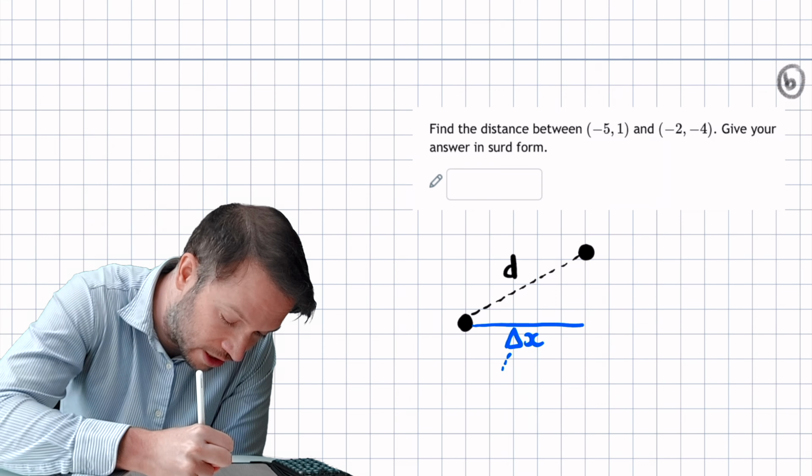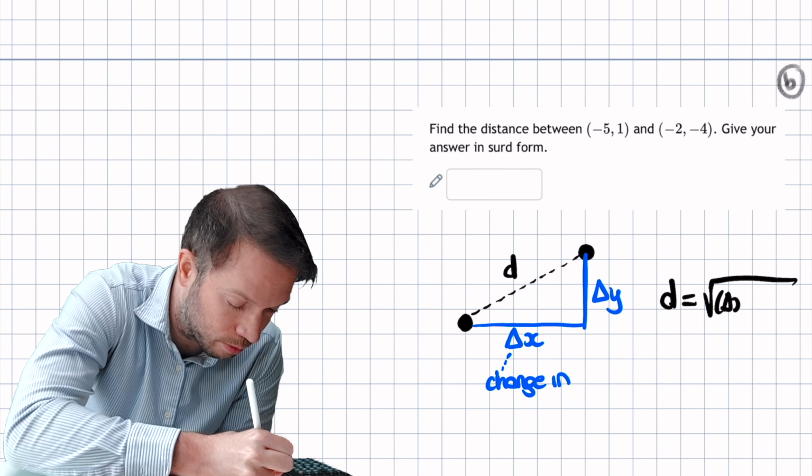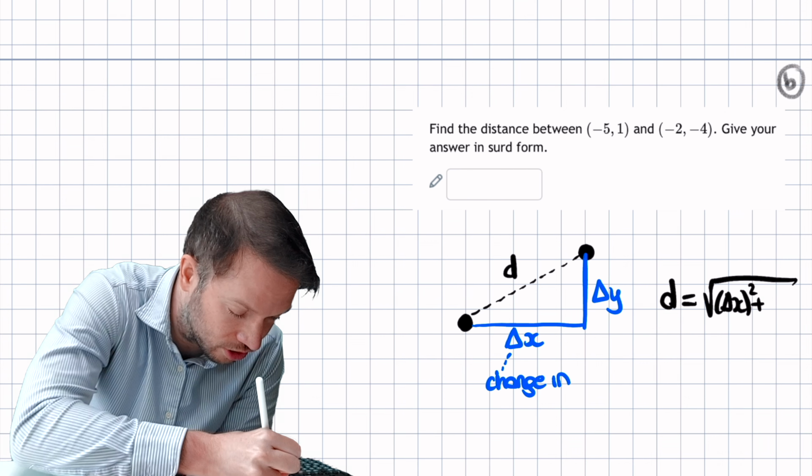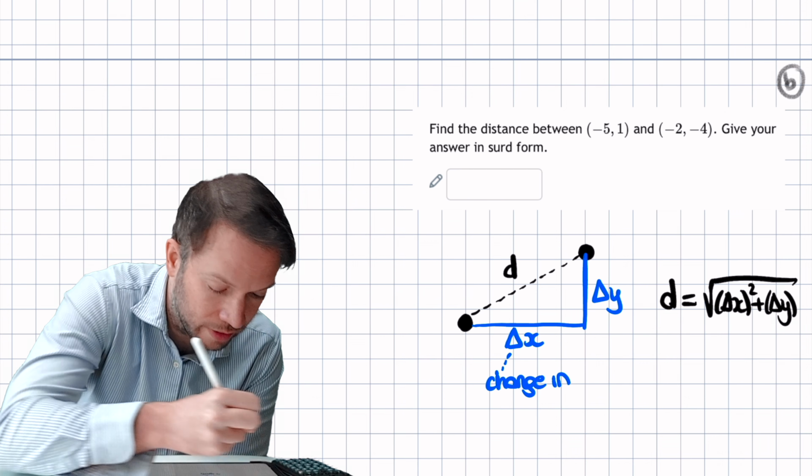And then by Pythagoras theorem, the distance between the 2 points is the square root of the change in x squared plus the change in the y value squared, like that. So that is the formula we need to use. Now let's look at these 2 points here.